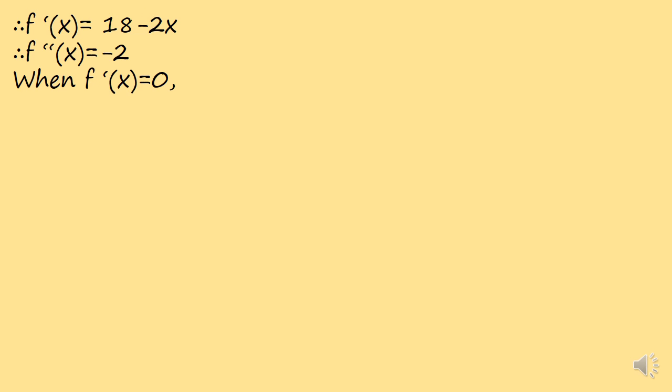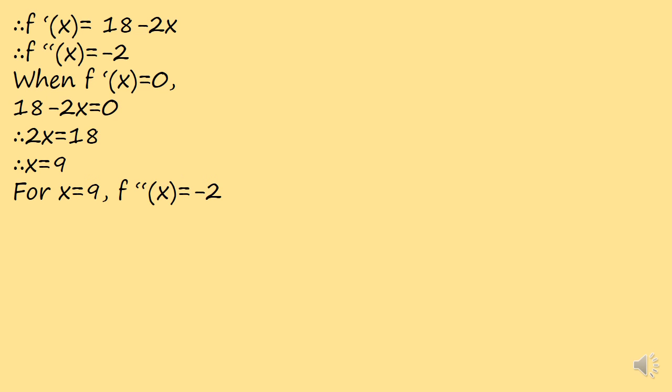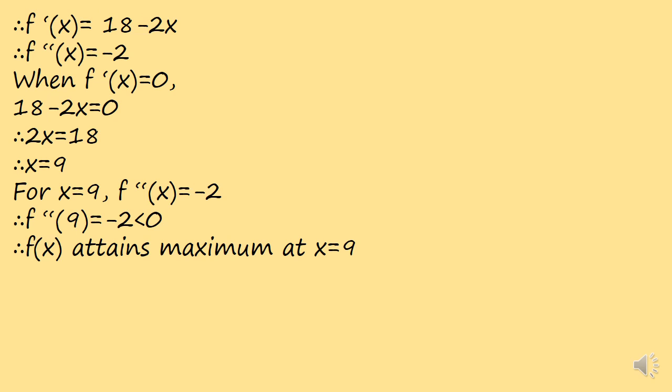Then we put f dash of x as 0. Thus we get 18 minus 2x as 0. Thus x comes out to be 9. Now for x equal to 9, f double dash of x remains the same, that is minus 2. So f double dash of 9 is also minus 2. Minus 2 is obviously negative, and therefore we say that f(x) attains maximum at x equal to 9.